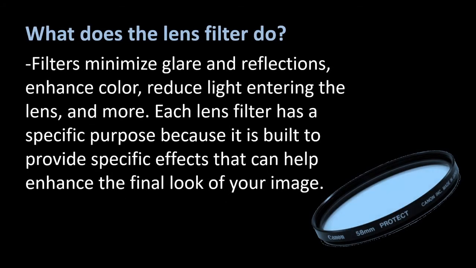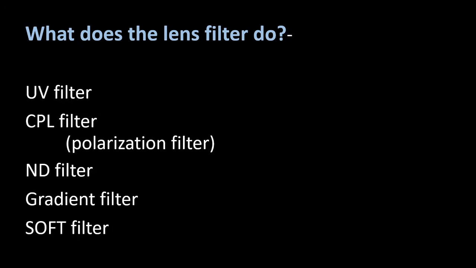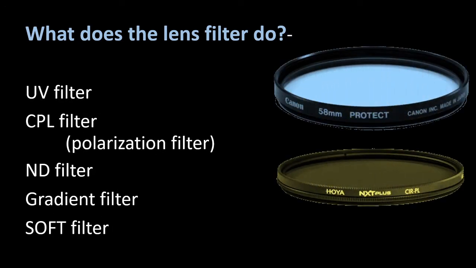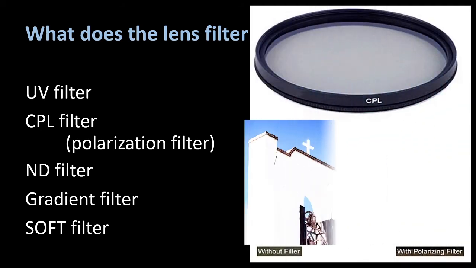What does the lens filter do? Filters minimize glare and reflections, enhance color, reduce light entering the lens, and more. Each lens filter has a specific purpose, because it is built to provide specific effects that can help enhance the final look of your image. UV filter, CPL filter, polarization filter, ND filter, gradient filter, soft filter.